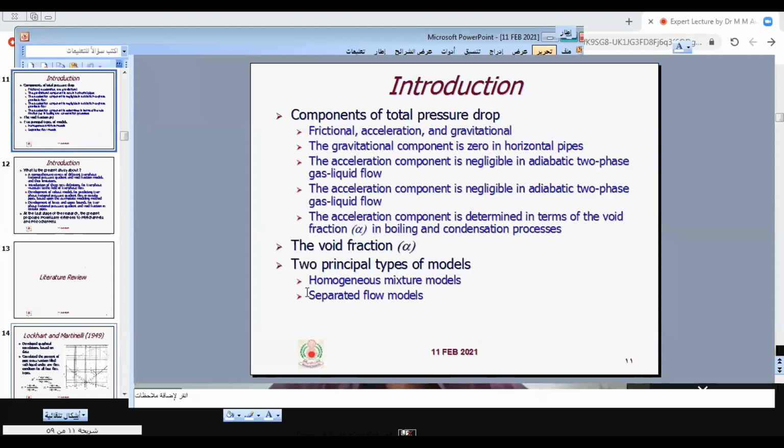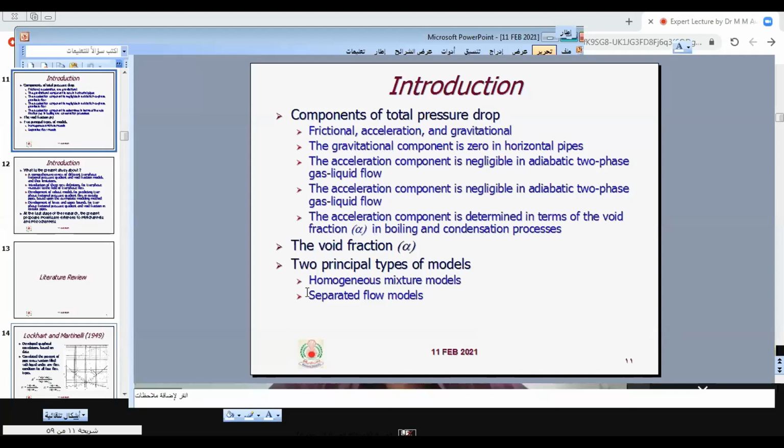We can divide the total measured pressure drop into three components. The first component is frictional pressure drop. The second component is acceleration pressure drop, and the third component is gravitational pressure drop. If our device is in horizontal orientation, the gravitational component is equal to 0.